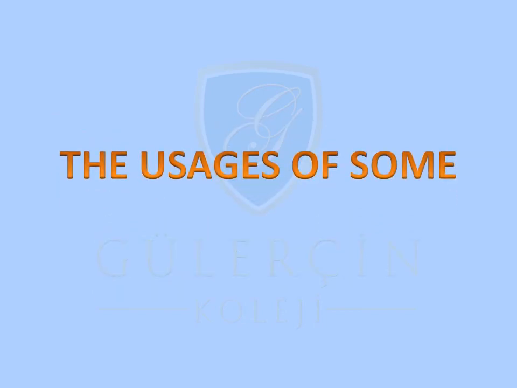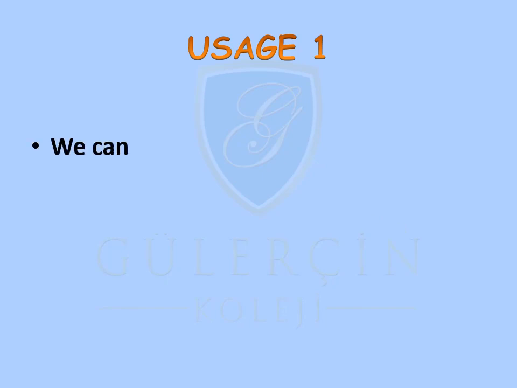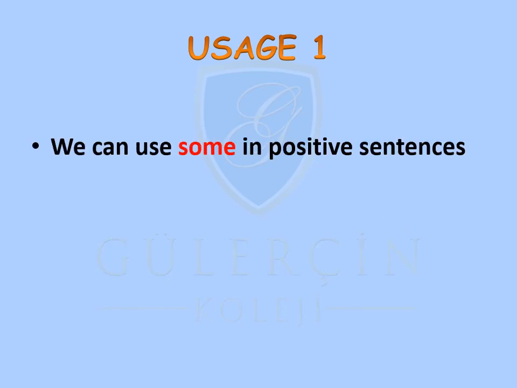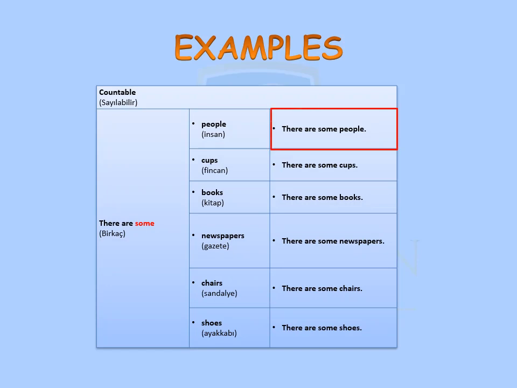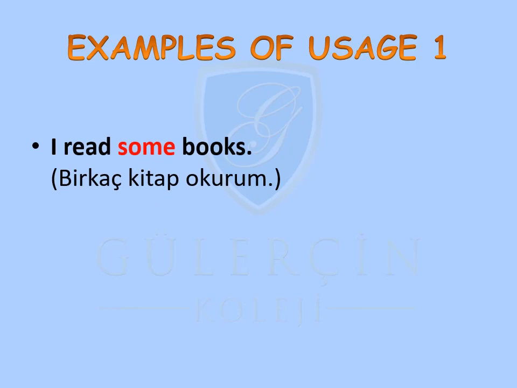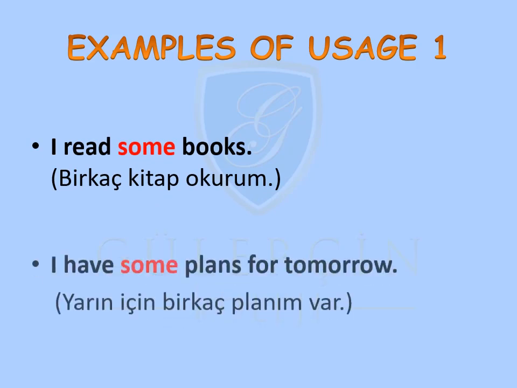Now, let's look at the usages of some. Usage 1. We can use some in positive sentences with plural countable nouns. Examples: there are some people, there are some cups, there are some books, there are some newspapers, there are some chairs, there are some shoes. And more examples of usage 1. I read some books. I have some plans for tomorrow.